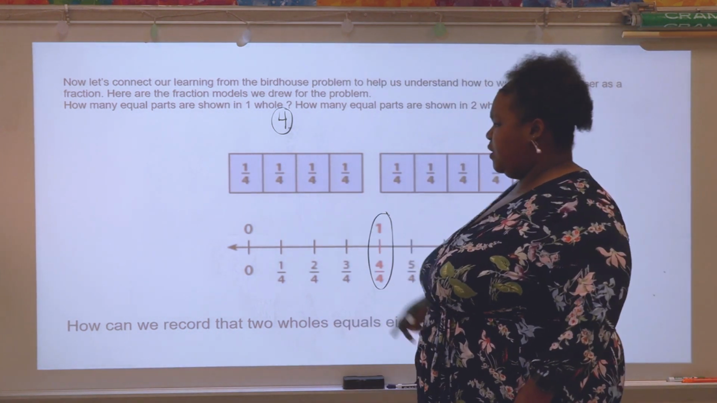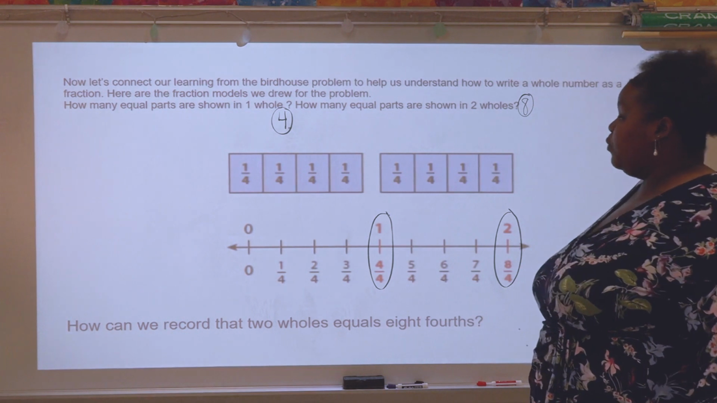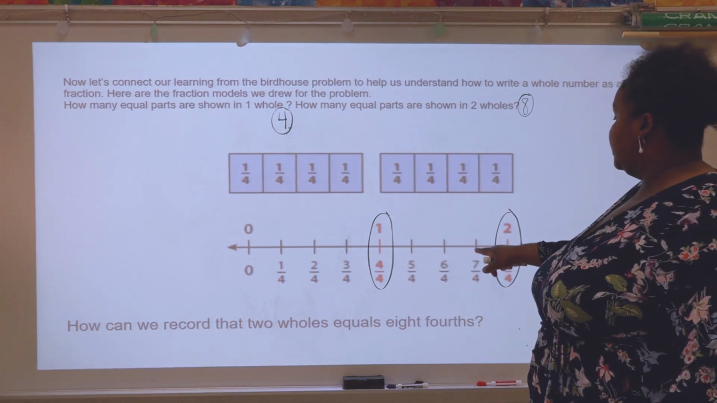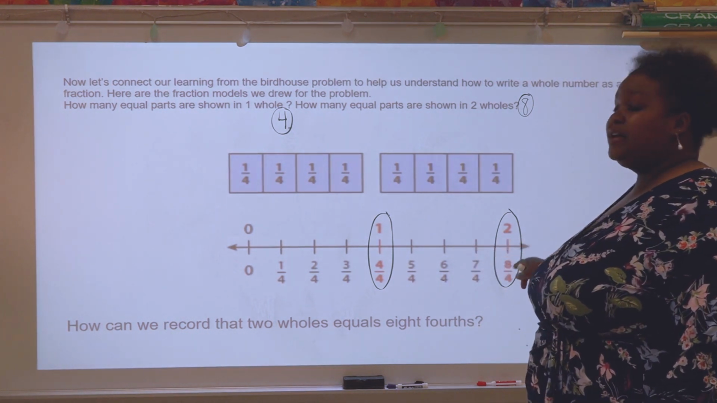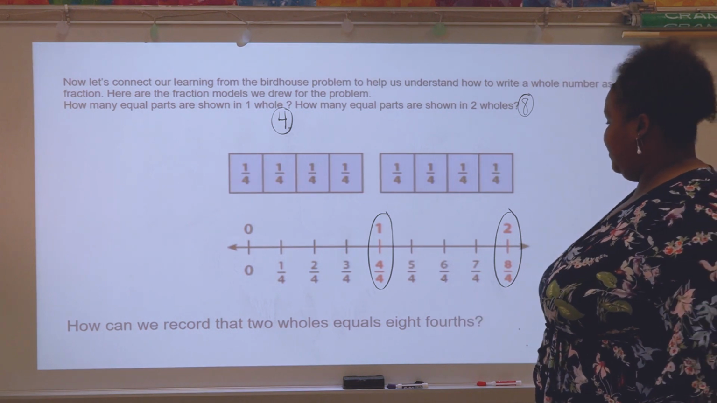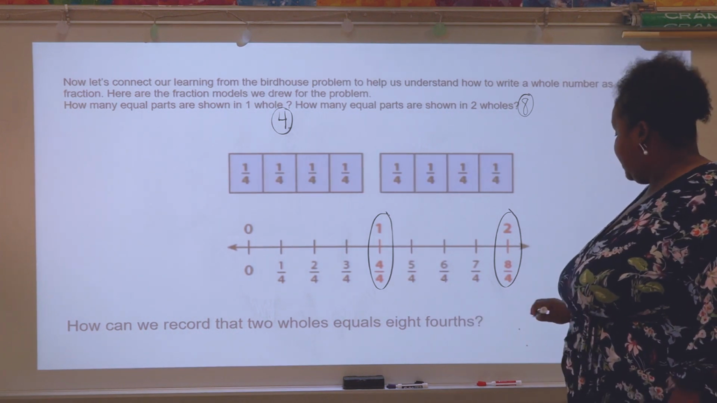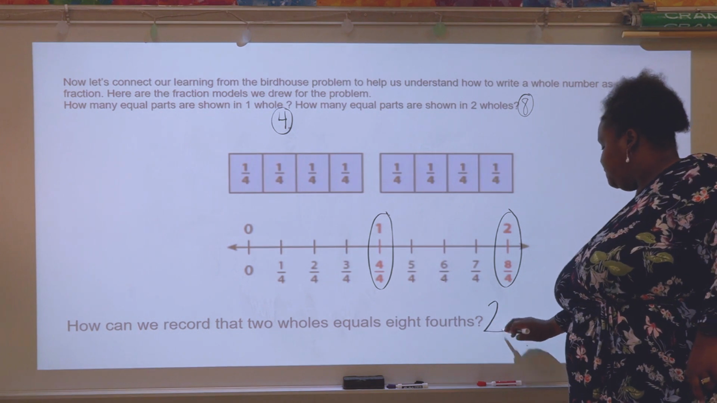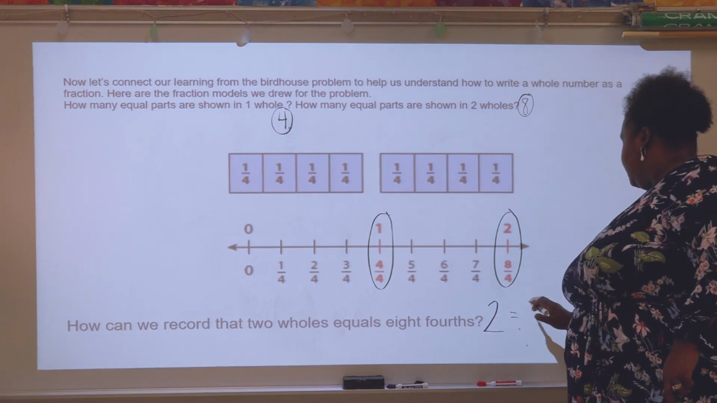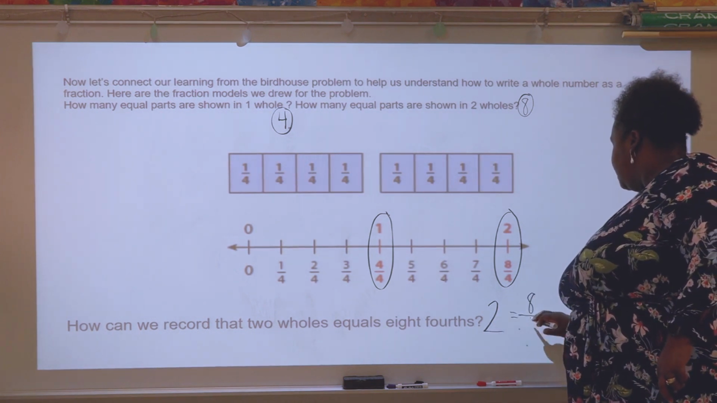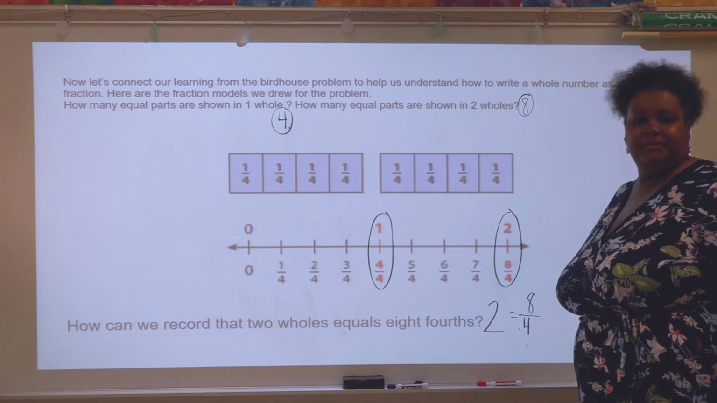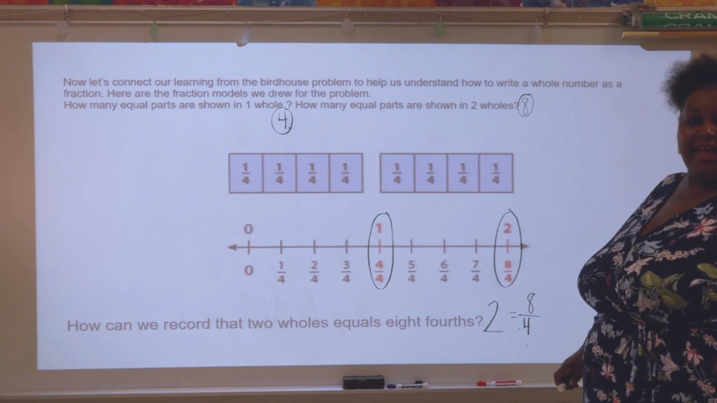Let's answer one more question. How can we record that 2 wholes equal 8 fourths? How do we write that? And we would write it just like that. 2 wholes equal 8 over 4. That says the exact same thing.